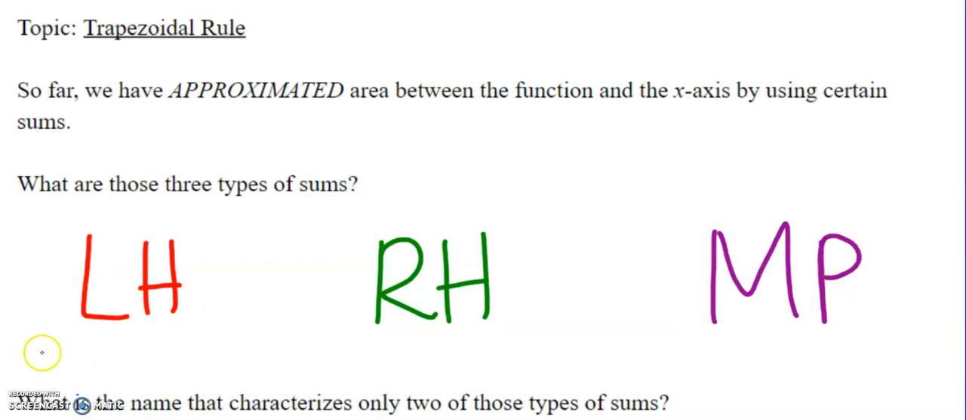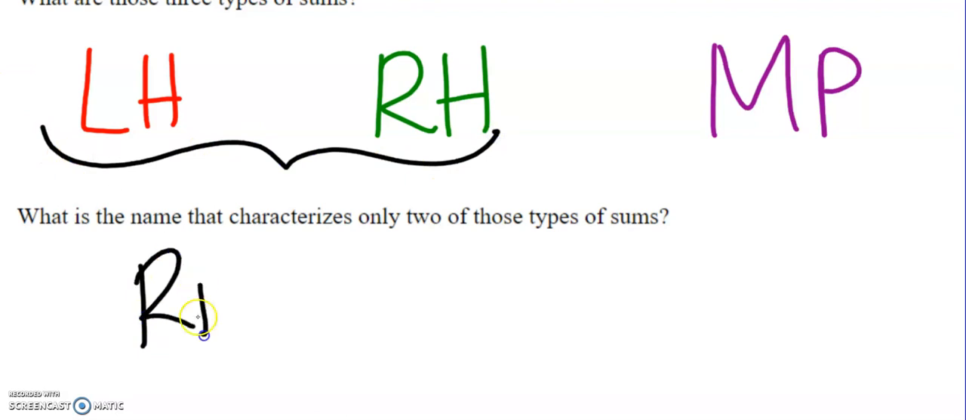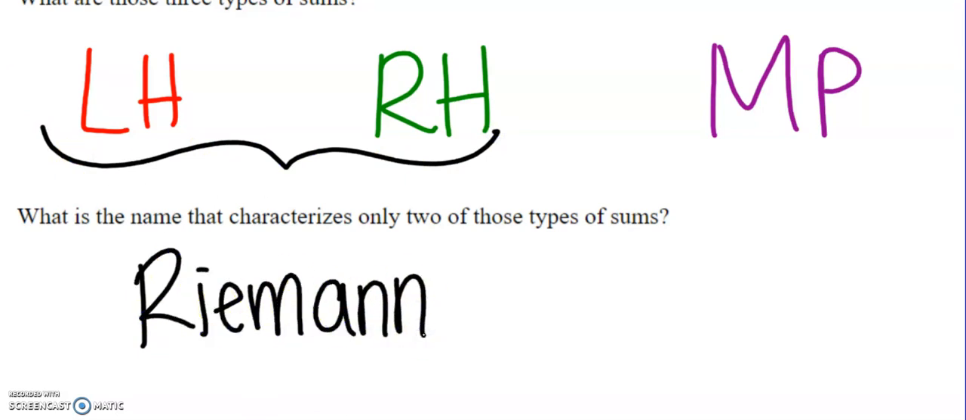So left hand, remember we partition off and then we use the heights at our left hand to create rectangles. Right hand, we partition off, we use the output at our right-hand values to create the heights of the rectangle. And then midpoint, we go to the middle of our partition, sub that into the function, and that gets our height. The name that characterizes the left hand and the right hand, just those two, are Riemann sums, right? Riemann rectangles using the left-hand or the right-hand height.